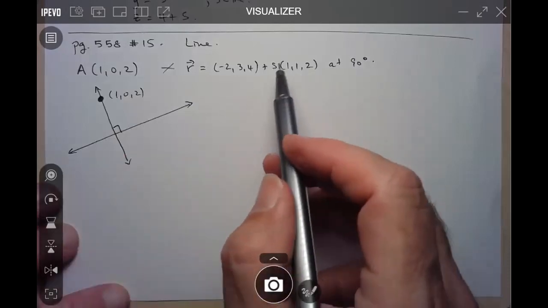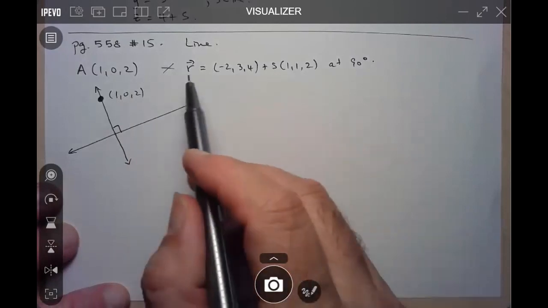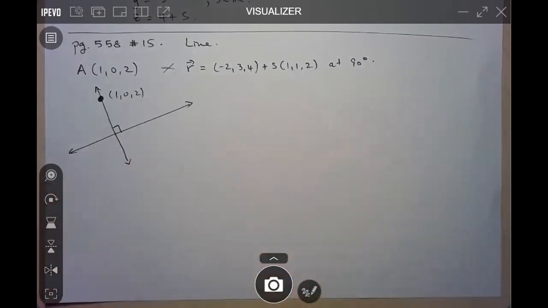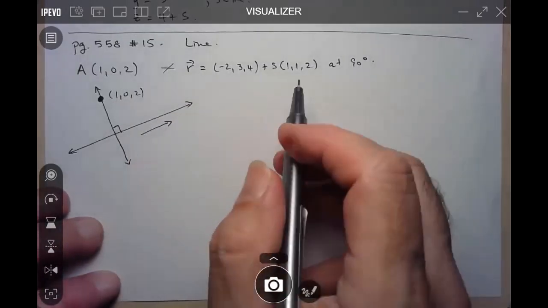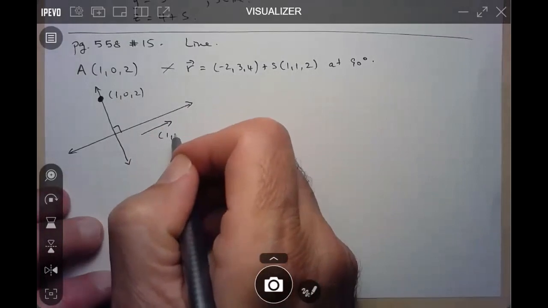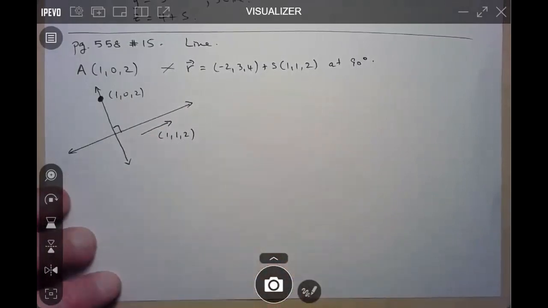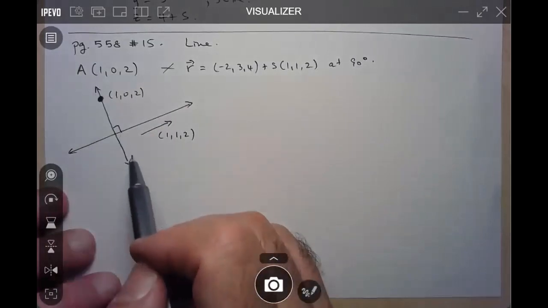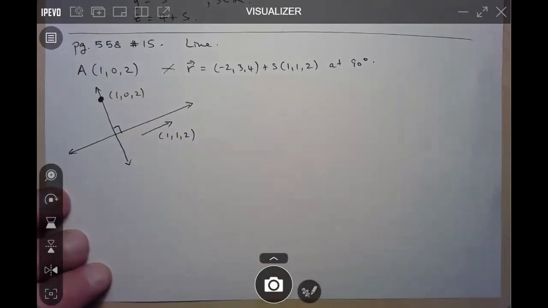And of course, how do you find the angle between two lines? Well, you look at their two direction vectors. Given that we've done that in the past, it makes sense to work with this here. So I know that this direction vector, which is 1, 1, 2, has to be perpendicular to the direction vector of this line. The problem is I have no clue what the direction vector is of this line.